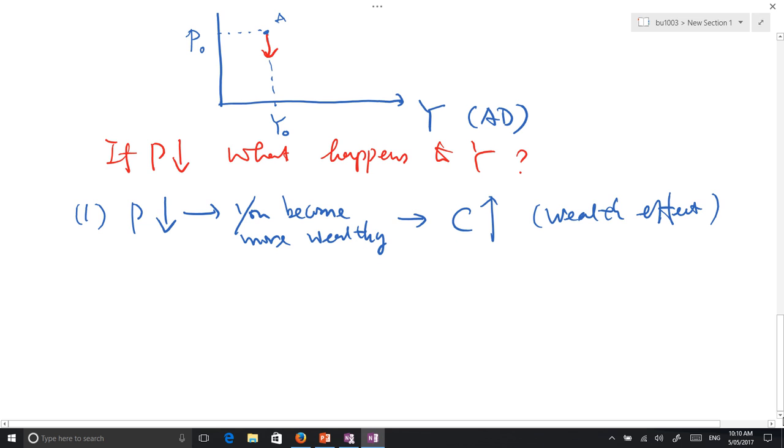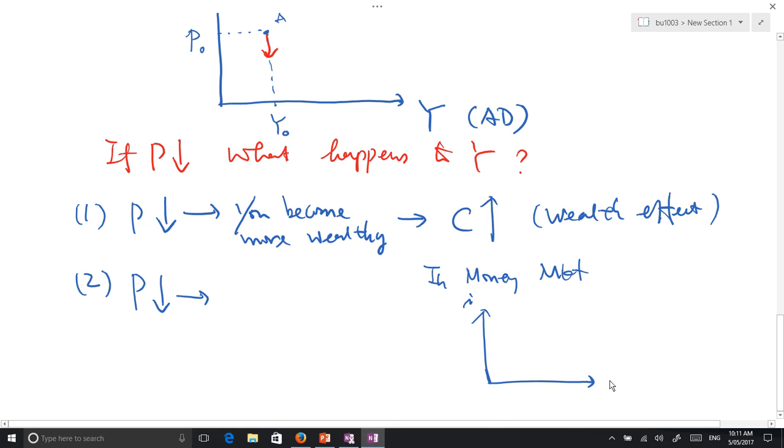Secondly, if price drops, now in the money market we have the interest rate, money supply, vertical, and money demand. Initially, the interest rate is at this level. Now, because price drops, people need to hold less money to handle their daily transactions. So the demand curve will shift to the left, which means that the interest rate drops.